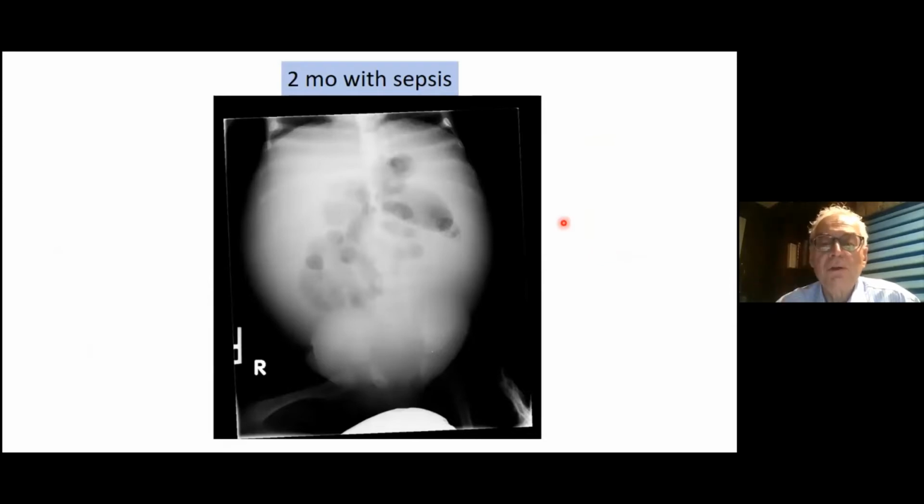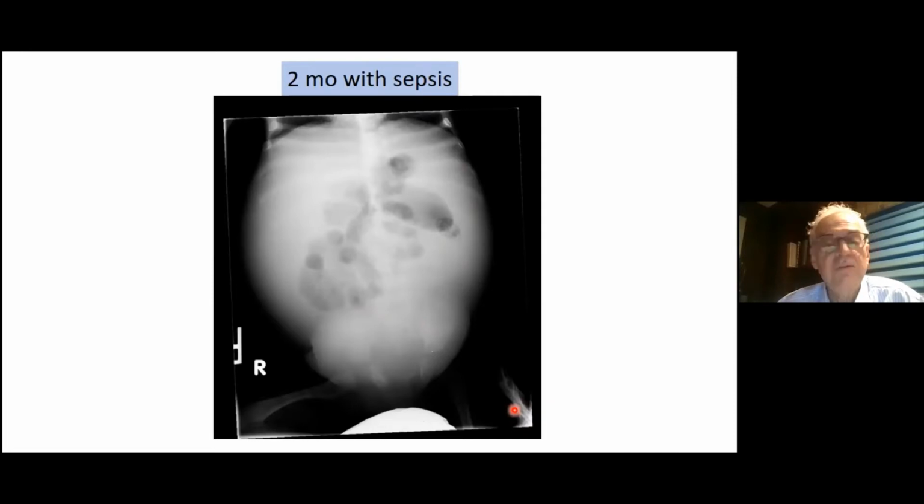I'm going to give you a hint. Look at the bowel gas pattern. So in each of these cases, I think if you follow the bowel gas pattern, there's obviously an abdominal mass down here, but there's also something pushing the bowel to the center of the abdomen in this case. So any idea, a 2-month-old boy, we'll say, came in with sepsis.